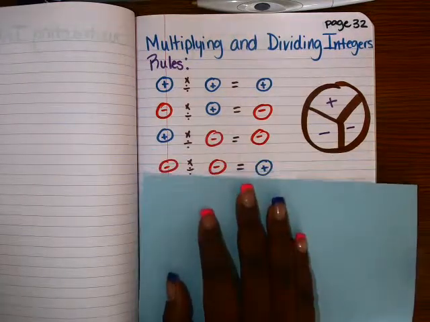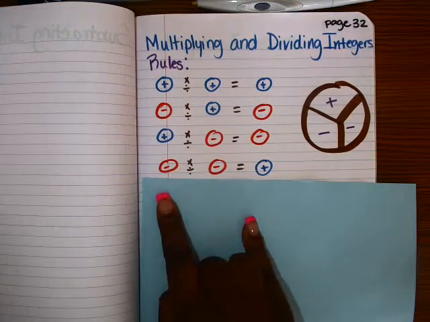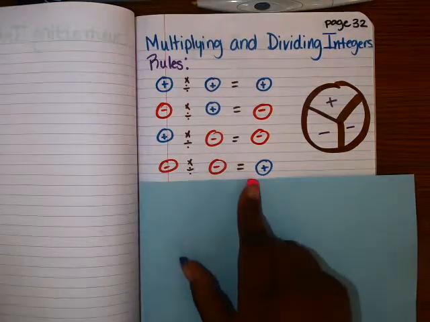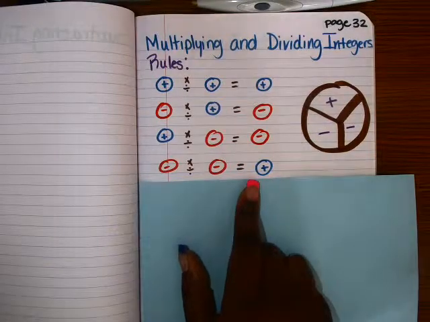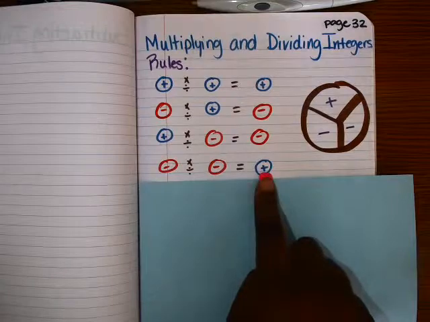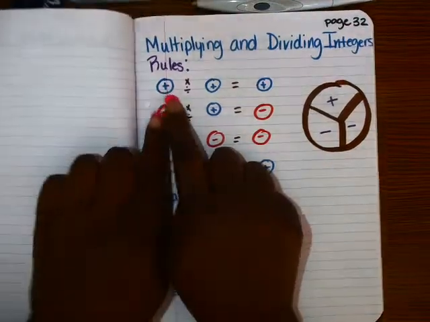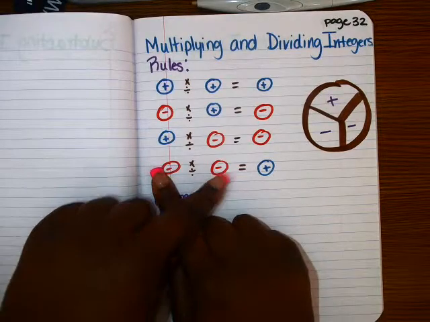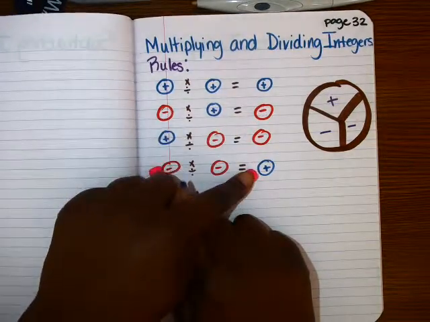Now let's say you have two negatives. Negative 27 and negative 3 would be positive 9 because the same sign is positive. So if you notice the same signs, positive, positive, negative, negative, they're all positive.